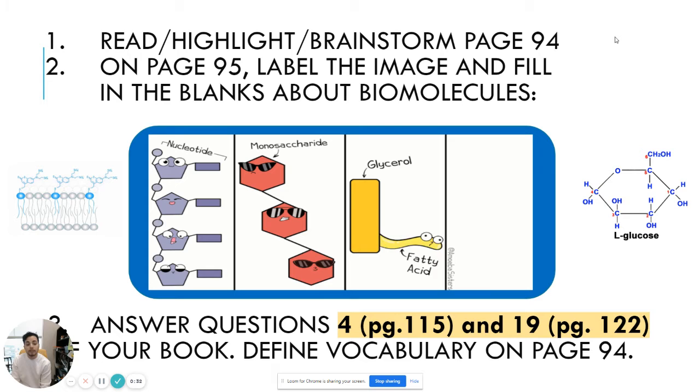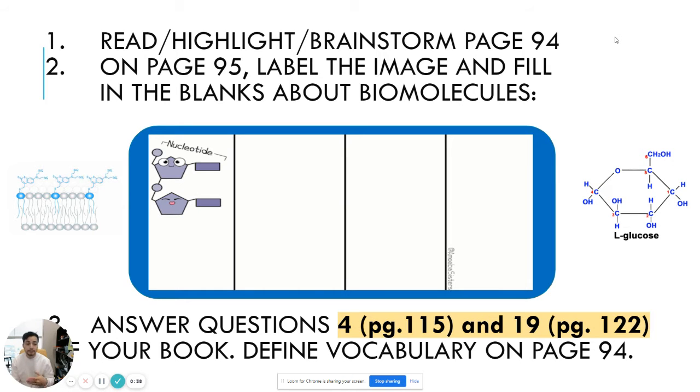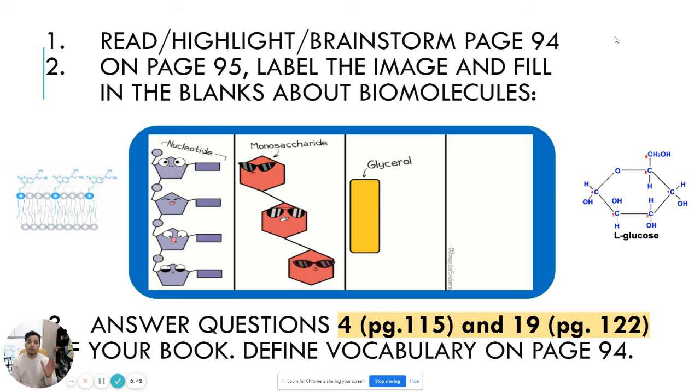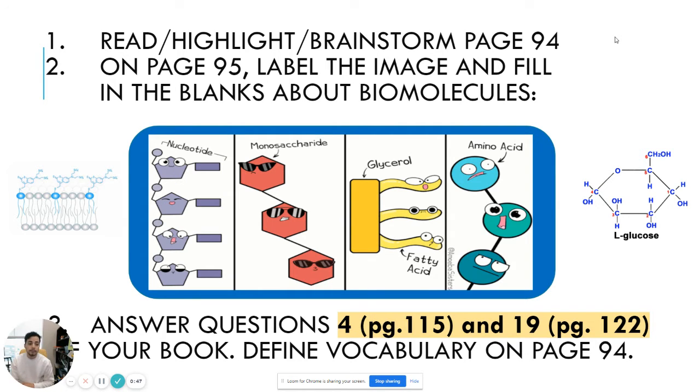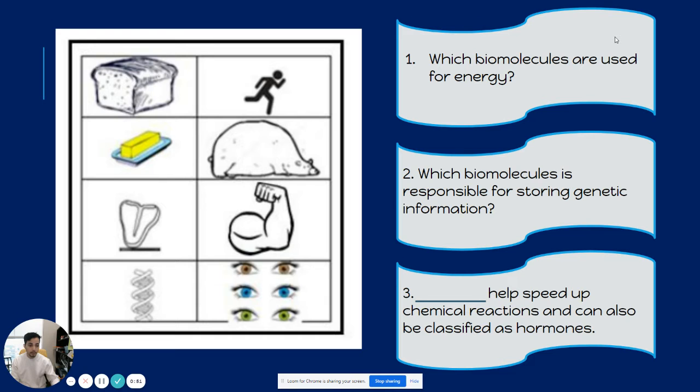After that, try to answer question number 4 on page 115 and number 19 on page 122, and we'll go over that. If you want to hit pause so that you can try it by yourselves, work on it, and then we'll get to it, okay? So hit pause right now. I'm going to go through it. So we're going to go over that first image on page 95, okay?